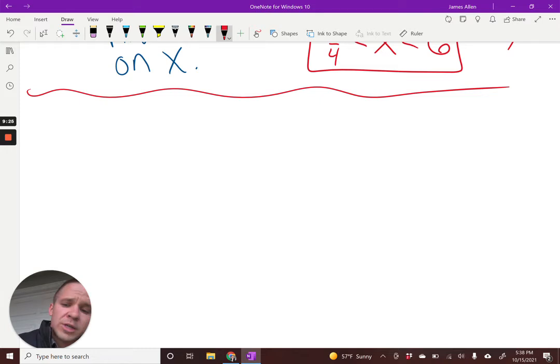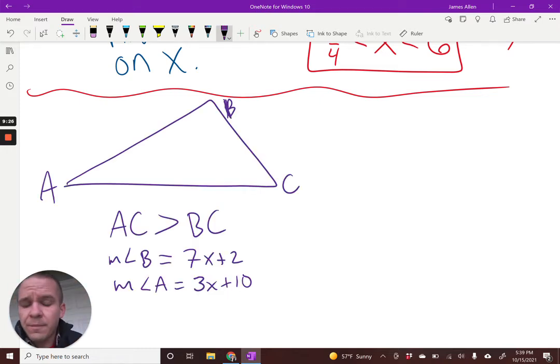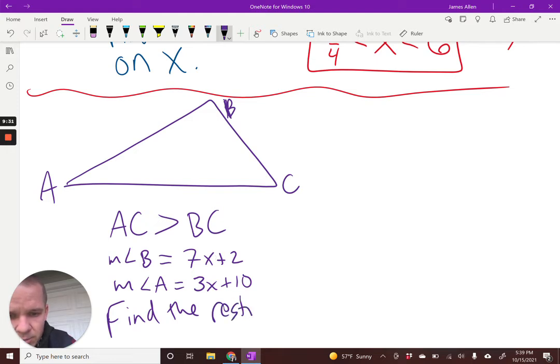Let's do another problem, shall we? I think we shall. And once again, we're going to find the restrictions on x. But this time we're dealing with angles, at least for the algebraic part.